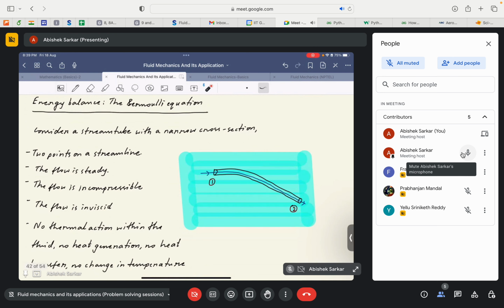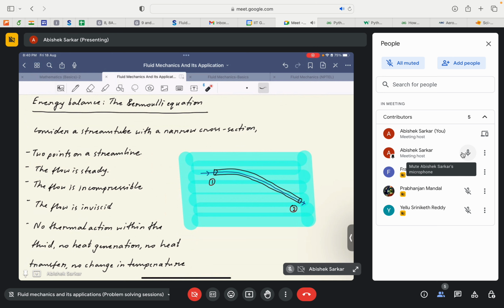For deriving the Bernoulli equation, these assumptions are highly important. I guess it is well discussed in the lectures, but I will still read through the assumptions at least once here. For the Bernoulli equation to be valid, the two points at which we are applying it should lie on the same streamline. This is the first assumption.